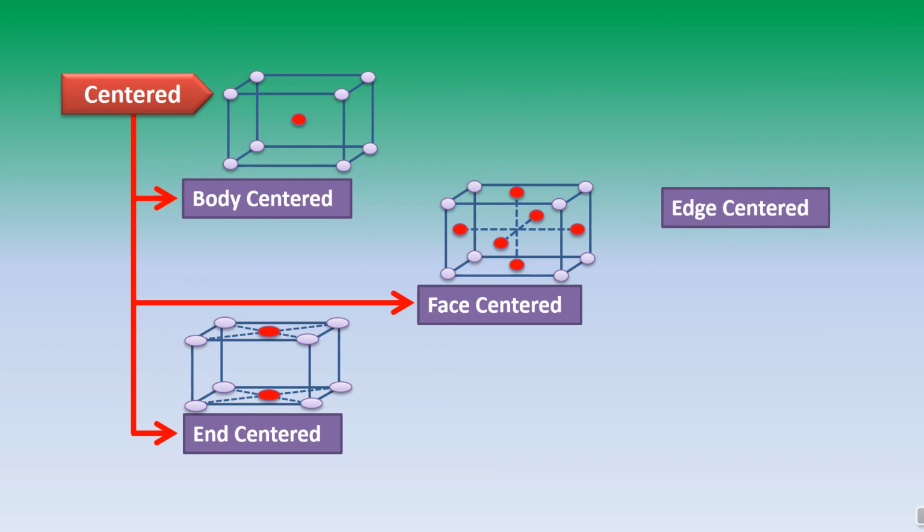The last one is edge centered unit cell. In edge centered unit cell, there are atoms at the corners. In addition to that, there are atoms at each edge center. So if you consider a crystal or unit cell, there are 12 edges. In all the 12 edge centers, there will be one atom. That means 12 edge center atoms will be present and 8 corner atoms. It is common. That is called as edge centered unit cell.